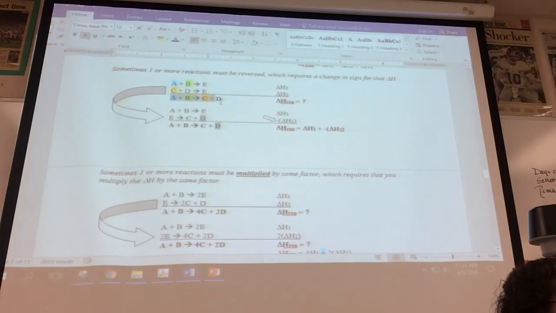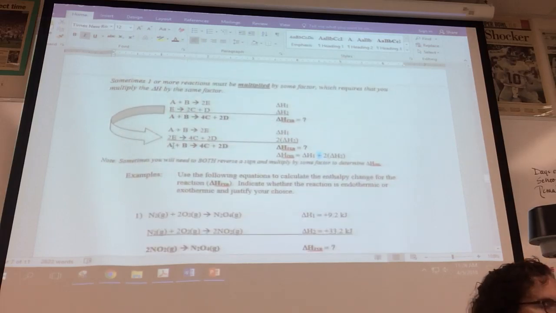My approach is to look at the net equation, find the substances above, see if an equation needs to be reversed. If an equation needs to be reversed, I change the sign. In addition, before I go ahead and add the delta H's, I need to make sure anything not in the final equation cancels. 1E here and 1E here will cancel, and E is not in the next equation. It's important that you cancel out, otherwise you may miss something.